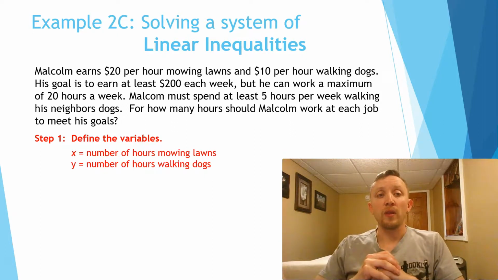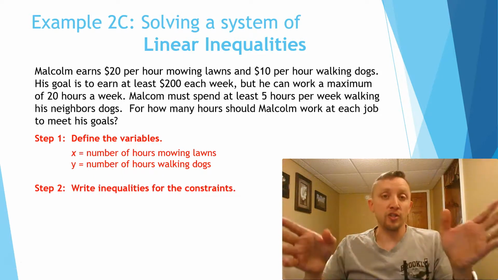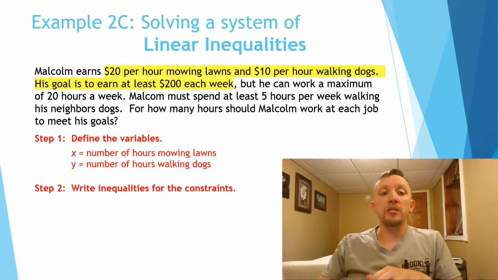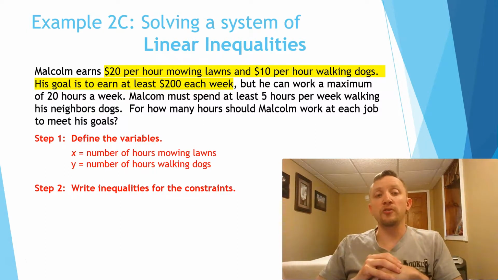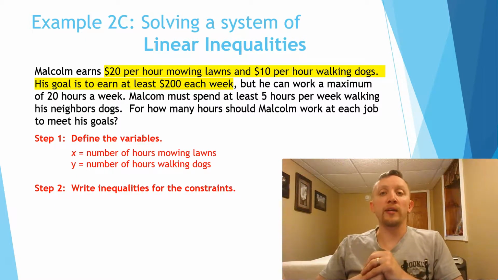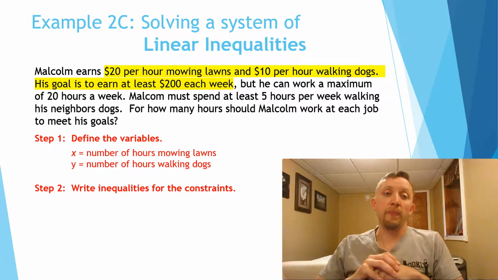Next we're going to come up with our constraints. Another name for a constraint is just those inequalities. So we're going to focus on those constraints. Now, if you focus on that first sentence or two there, it says that Malcolm earns $20 per hour mowing lawns and $10 per hour walking dogs. His goal is to earn at least $200 each week. So that first couple of sentences is all dealing with dollar amounts, with his income. So that's going to be our first inequality, dealing with his income.